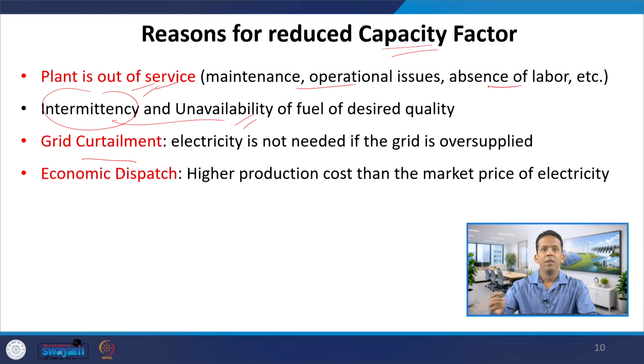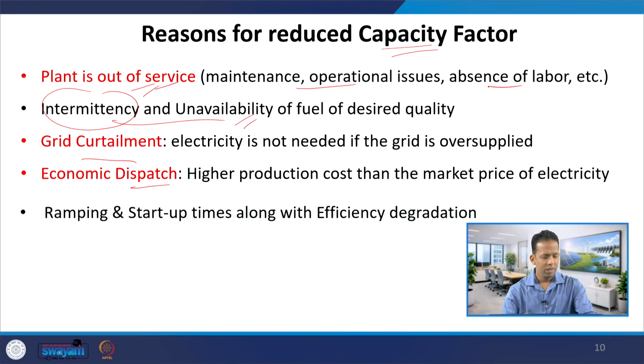Grid curtailment. Sometimes because of the reduced demand, the grid may be oversupplied and electricity is not actually needed. So when that scenario occurs, the power plants would prefer to operate at lower capacity, because whatever electricity they are producing, it may not be required and the grid is already oversupplied. Economic dispatch. If for certain power plants, the production cost of electricity is higher than the market price of electricity, during such time, they won't prefer to run it and produce electricity because it's not going to be profitable. So that's an economic reason. Then many power plants sometimes go for ramping and starting up times vary, which changes their efficiency. So those are the other reasons.